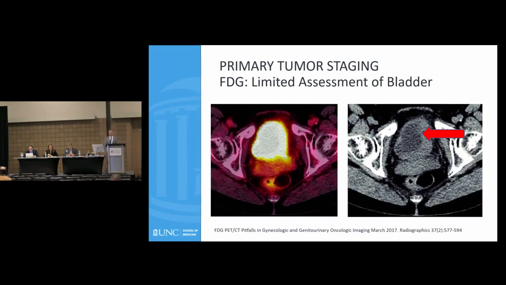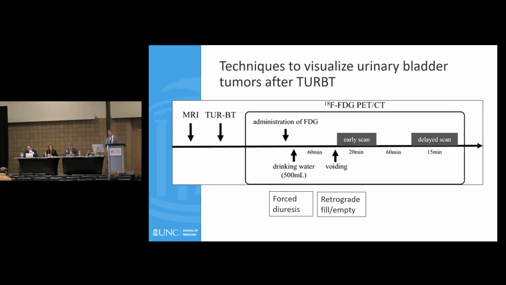So to start off, when we look at primary tumor staging, you can see here on the image on the left, this is the actual pooling of FDG that we're talking about. It really obscures the entire bladder, and it's difficult to assess the tumor itself. The image on the right is a contrasted CT scan, and you can see the large tumor on the left lateral wall. It is clearly seen, highlighting the limited utility of FDG PET in primary tumor staging.